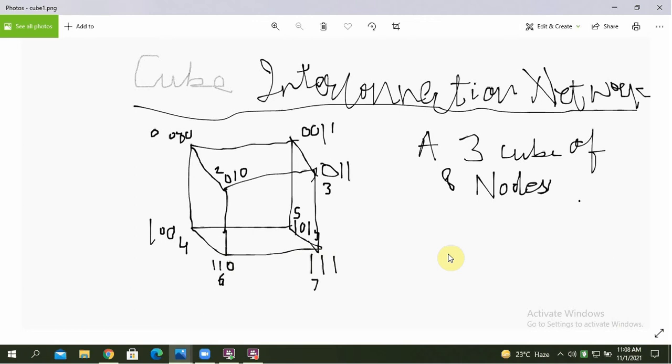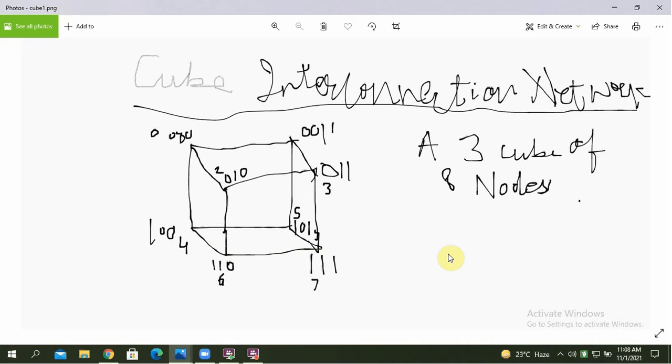Welcome to Education Hub. In this video, we are going to learn about Cube Interconnection Network. The Cube network can be implemented as either a recirculating network or as a multi-stage network for SIMD machine. SIMD means single instruction multiple data stream.